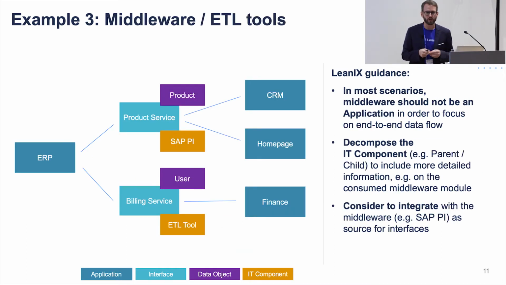Third example is middleware, and we get asked that a lot from you guys. So how should I model our middleware? Our recommendation is always the standard to model it as a technology, not as a separate application. The reason is that you really get the data flow between the applications, and you might not want to know on an application level because it might not have a business user in between to have that in your application overviews.